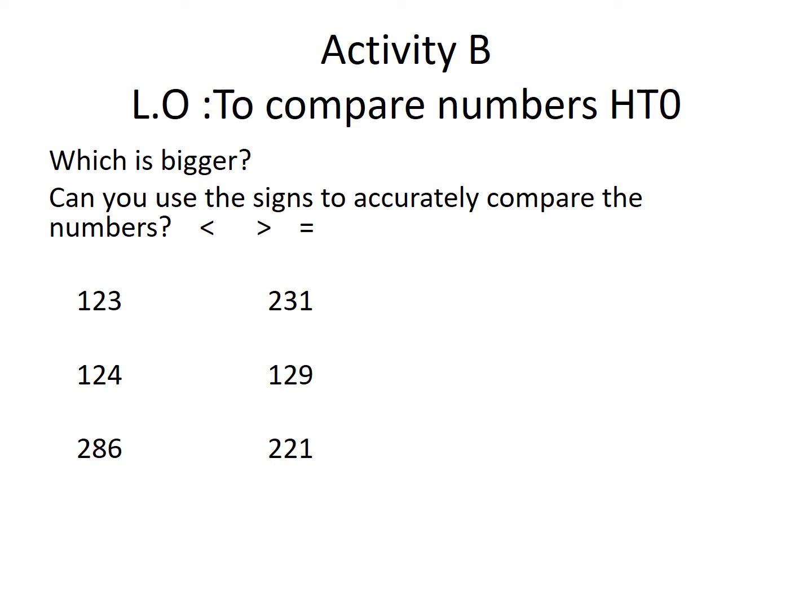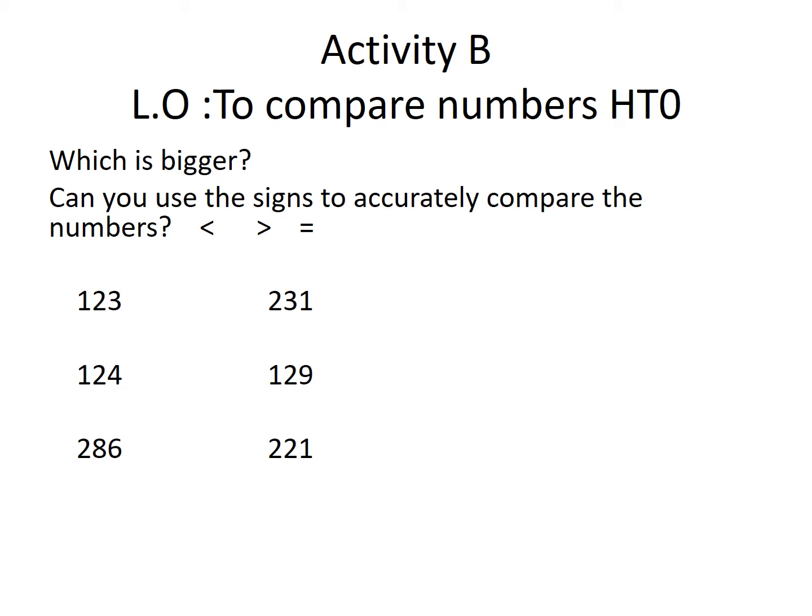Activity B. Today we're going to be comparing numbers. So we're going to be looking at which is bigger and which is smaller. And I'd like you to use the signs to accurately compare the numbers. So remember, the crocodile always eats the biggest number and sticks his tail at the smallest number. Obviously, if they're worth the same, you would use the equal signs.